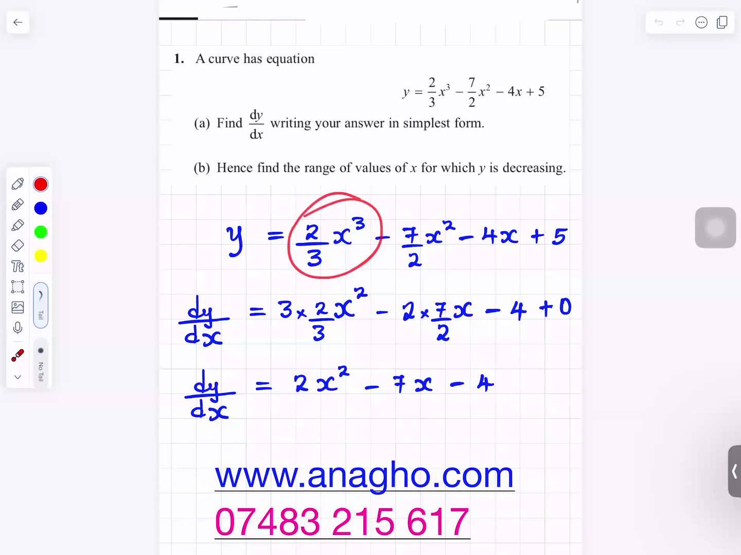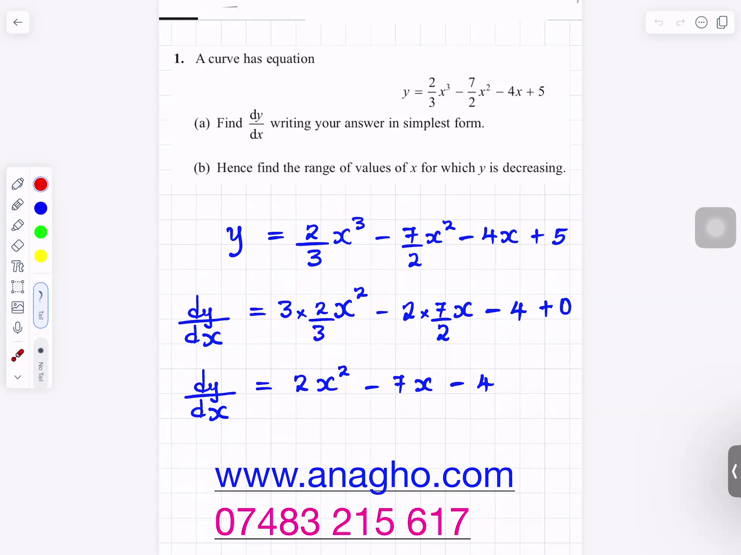So you want to differentiate. Differentiate means multiply by the power and subtract 1 from the power. So you multiply by 3 and you minus 1 from 3. So that gives you 3 times 2 over 3 x squared. Multiply by the power and subtract 1 from the power. And this one is power 1, multiply by 1 and subtract 1. And this is x to the power 0, multiply by 0 and subtract 1.